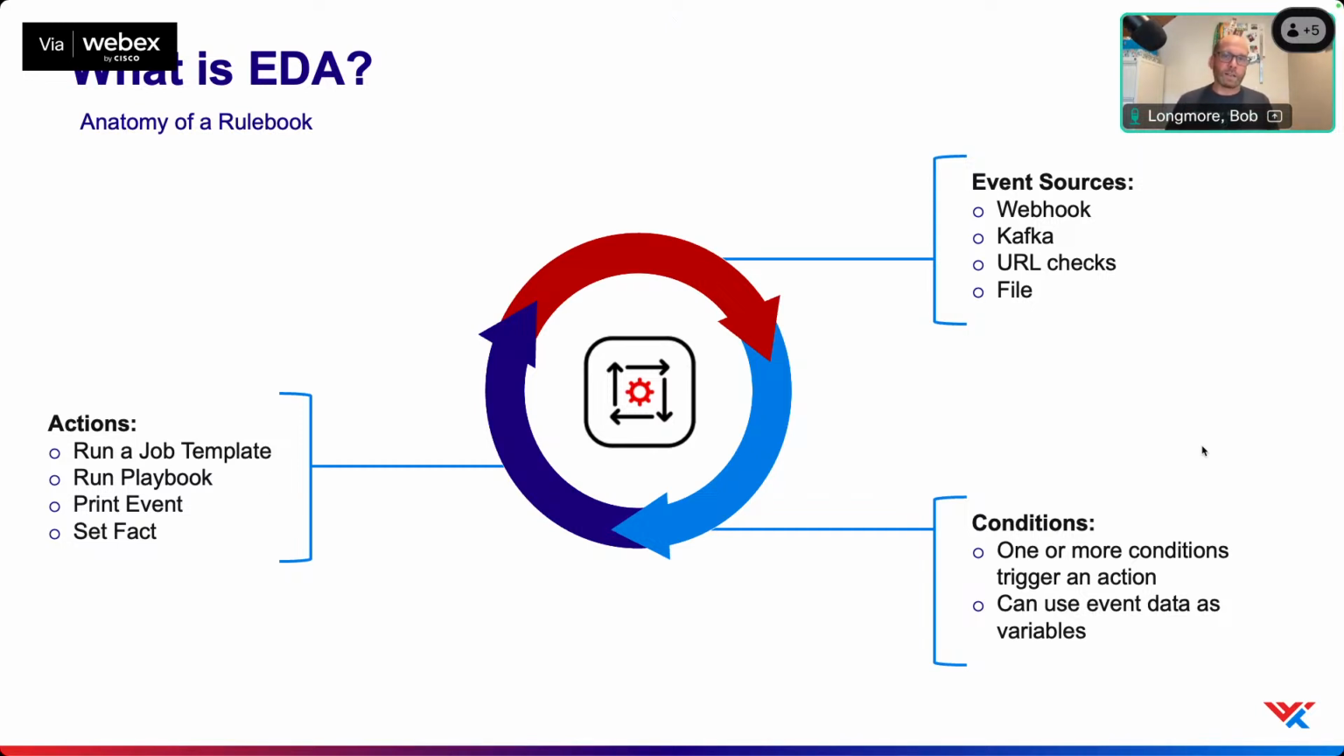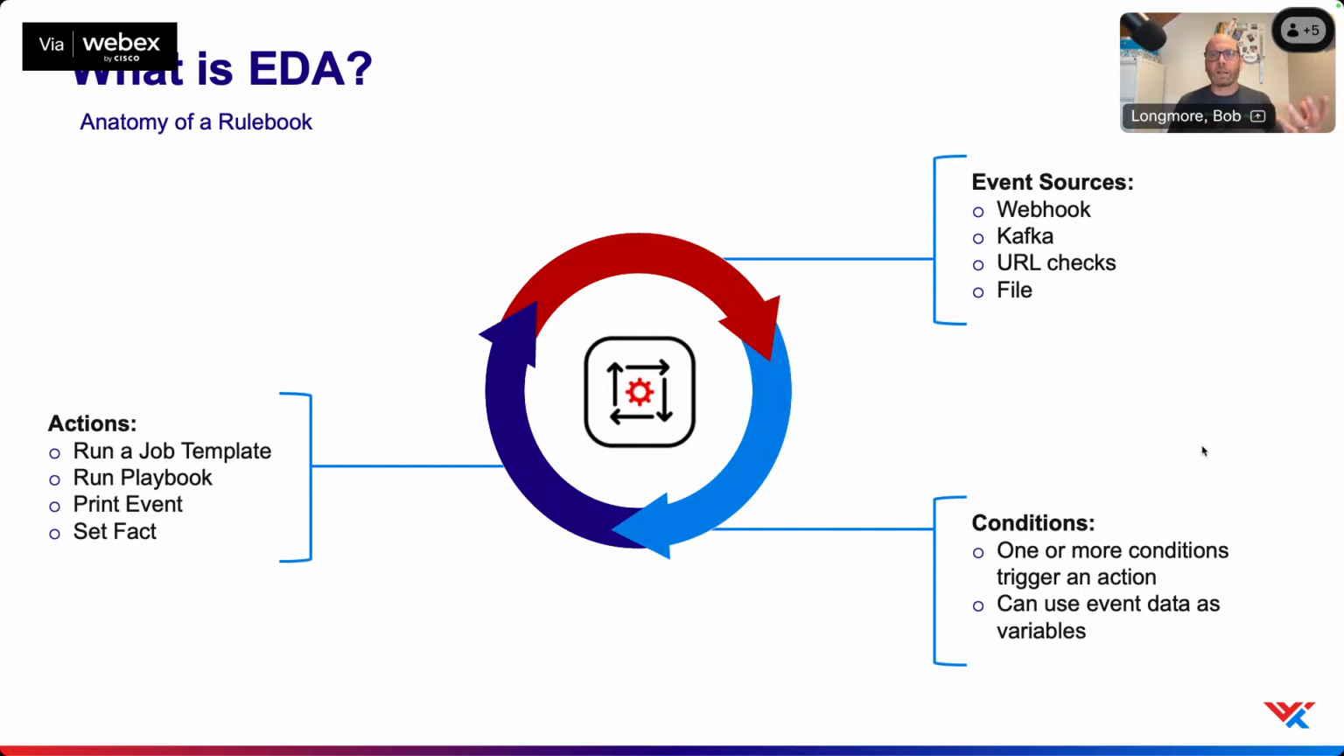EDA, after it receives those event sources, looks for conditions. And so we receive this information from our Kafka, and does it match these conditions? And once our conditions are matched, we can then take actions on it. There's many actions that we can do within EDA. Probably the most used are running a playbook in Ansible Engine, or running a job template in Ansible Automation Platform.